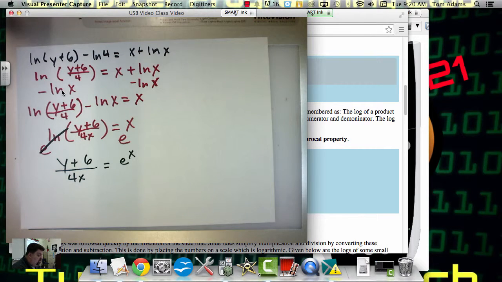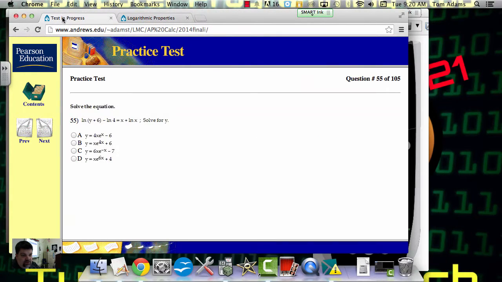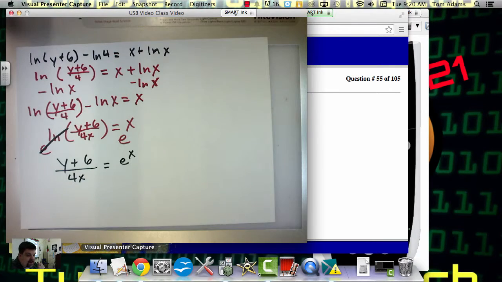So now what I want to do is I want to get y by itself because that's what I was asked to do, to solve for y, right? Let me double check and make sure. Yep, we're asked to solve the equation and they all say y equals. So I'm going to come back.